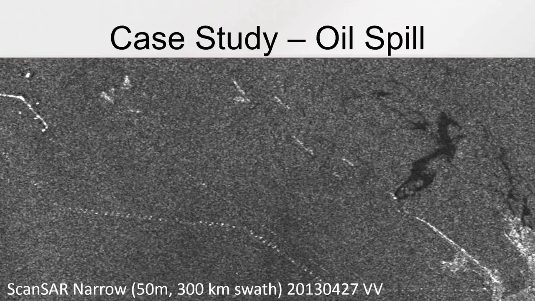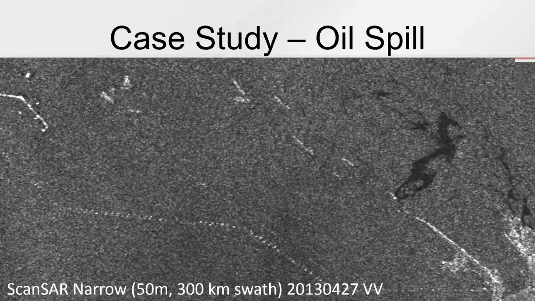So what we have here is an oil spill off the coast of Azerbaijan, captured in 2013. This one happens to be a ScanSAR Narrow scene, so it's a piece of a scene that's 50-meter resolution with a 300-kilometer swath width. Over on the right-hand side, you can pretty clearly see the oil on the water. We can also see some of the infrastructure throughout the environment, like the pipeline going across the bottom side, and some of the actual infrastructure, like the very bright returns down in the bottom right-hand corner.